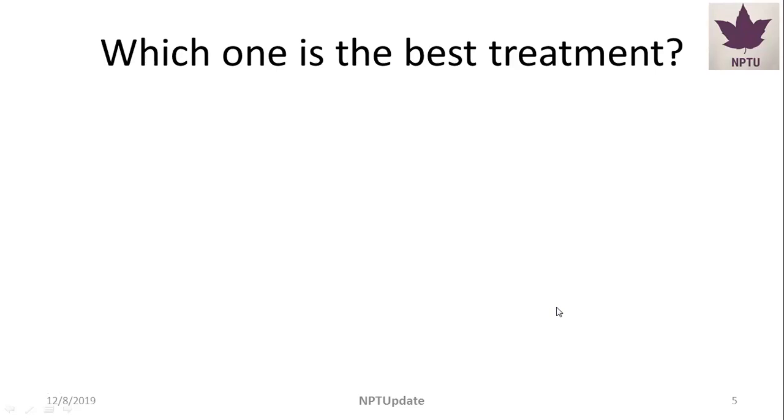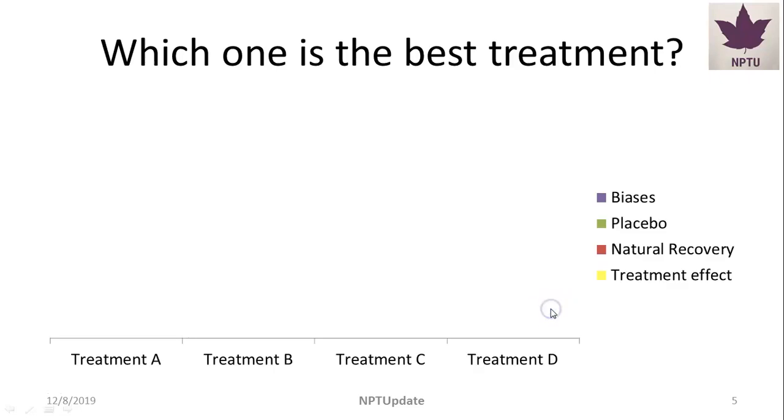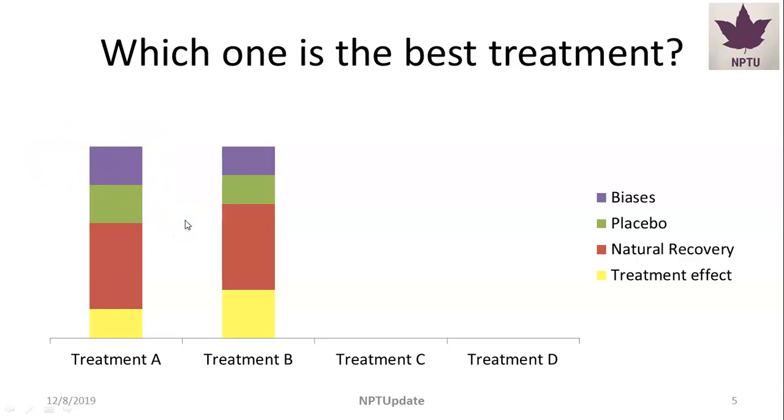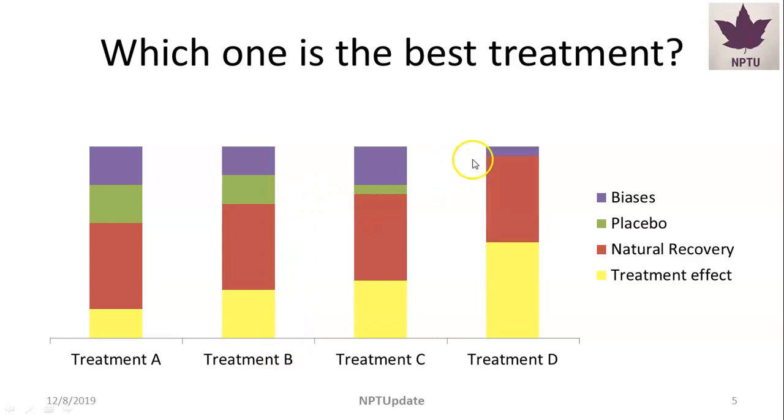So if there are 4 or 5 treatment options available, we have to select a treatment which is the best. Now I'm going to show you conceptually how the best is determined. I'm giving an example of 4 treatments: treatment A, treatment B, treatment C, and treatment D. This is based upon the same previous slides as I've shown. The yellow means treatment effect, the maroon is natural recovery, green for placebo, and blue for biases. So treatment A is this, treatment B, treatment C, and treatment D.